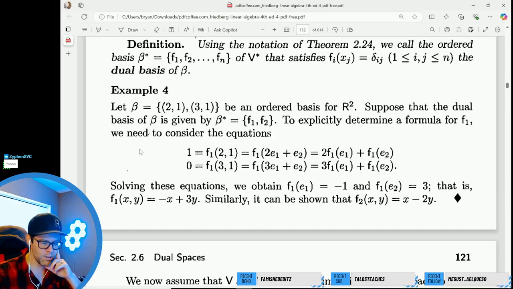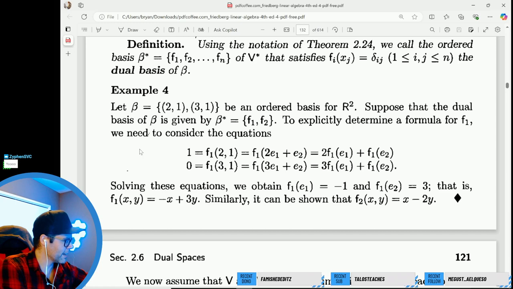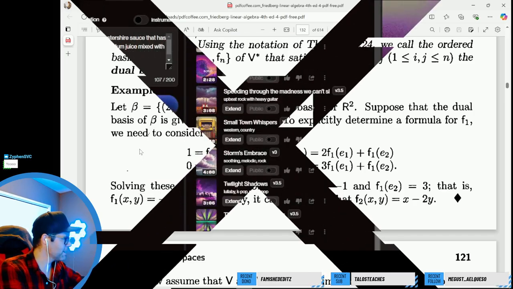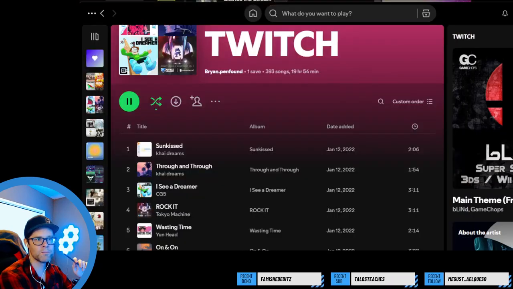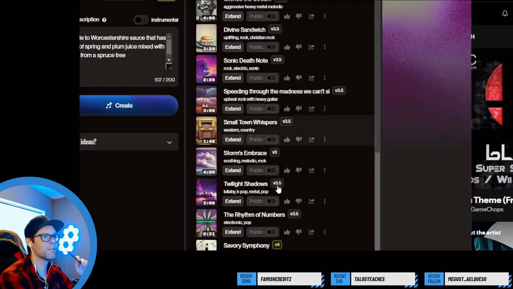Before we do the example, let's pop over and take a listen to Xiphon's song. It's called Savory Symphony. I'm kind of excited to hear it. I'm a little excited. So it went with pop orchestral. Pop orchestral was the style that they went with. Uh-oh.